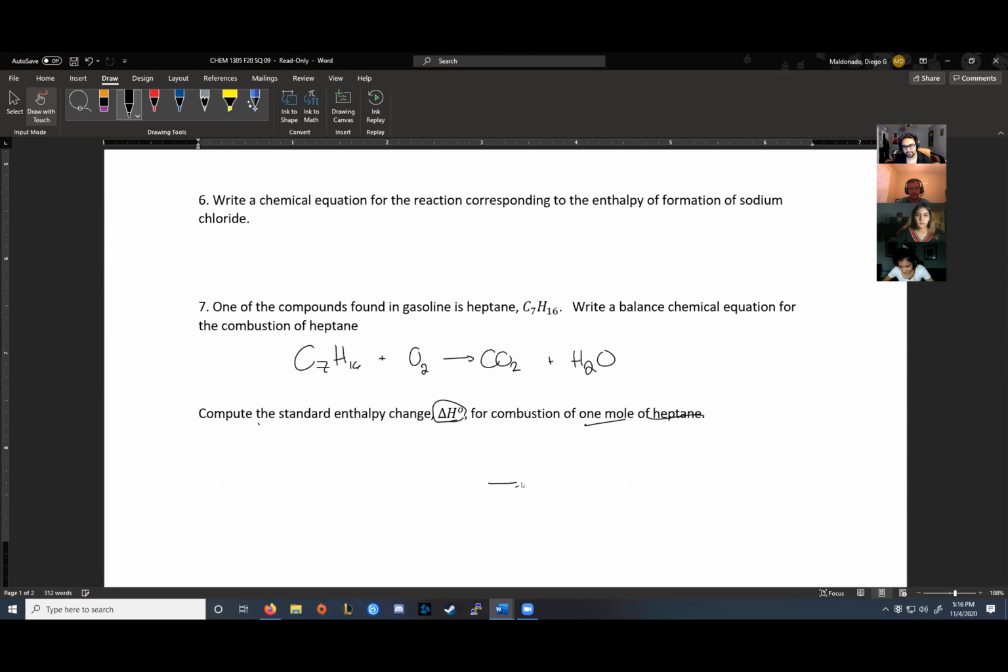So basically, we're making heptane, C7H16. And we're making 1 mole of this.